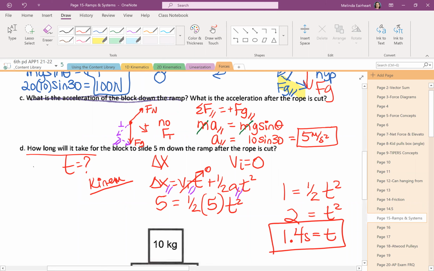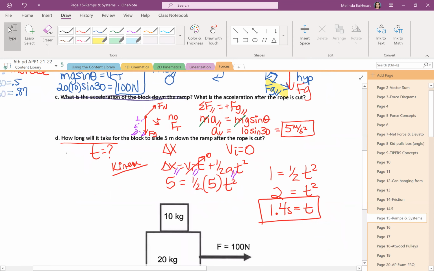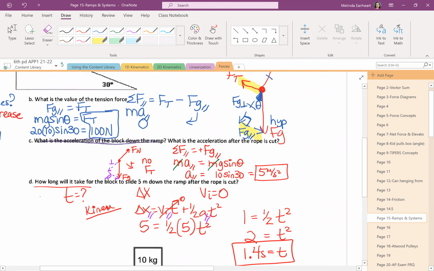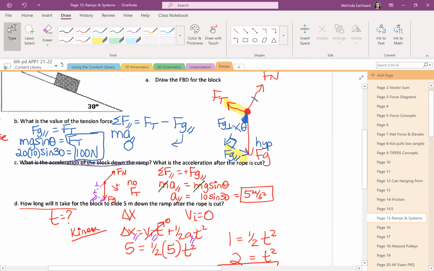So a little callback to kinematics. Yes, I mean, that's fine. I'm just saying, if you look at answers in the back of the book, if you look at AP rubrics, they always take it to the decimal number. But yeah, if you left it square root 2, that is equivalent. Okay, questions on ramps. That was the new piece.